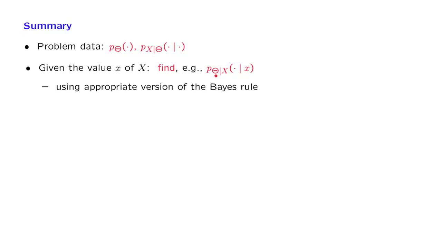In the case where theta is discrete, this will be in terms of a PMF. If theta is continuous, this would be a PDF. We find the posterior distribution by using an appropriate version of the Bayes rule, and here we have four different combinations, or four choices, depending on which variables are discrete or continuous. This is a complete solution to a Bayesian inference problem, a posterior distribution.